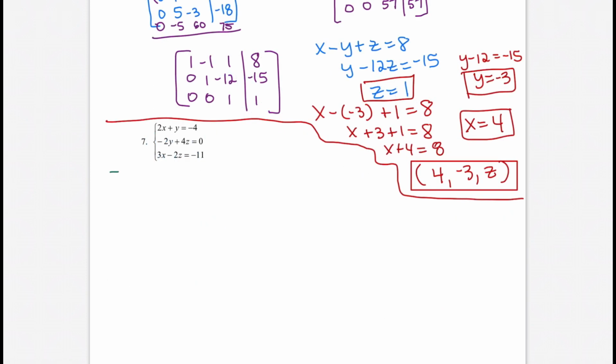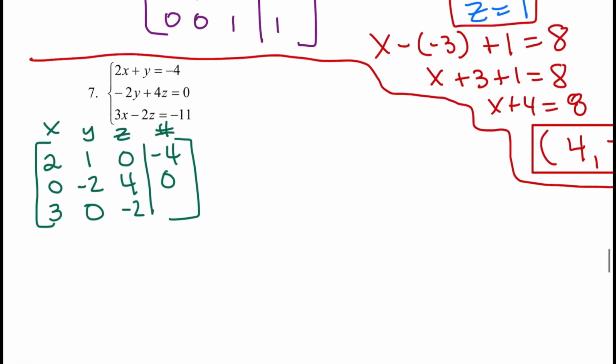Okay, now number 7, we're going to do the same thing. We're going to write it as a matrix. We have our x column, our y column, our z column, and then our number column. We have 2 x's, 1 y, no z's, and that's going to equal -4. Now the second equation doesn't have any x's, but it has -2 y's, 4 z's, and that equals 0. And the last equation is 3x, 0 y's, and a -2 for my z.